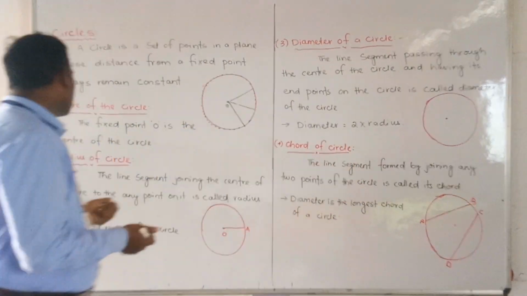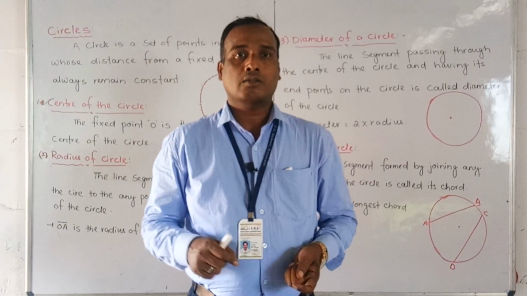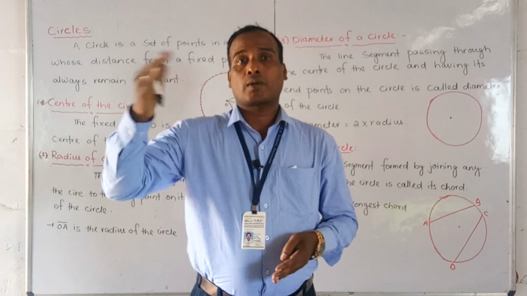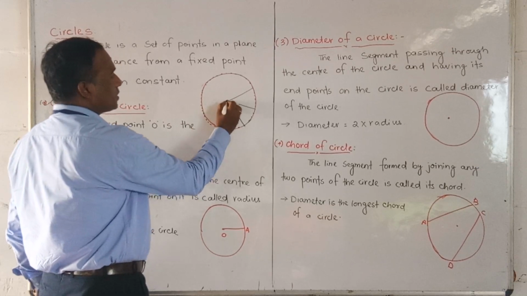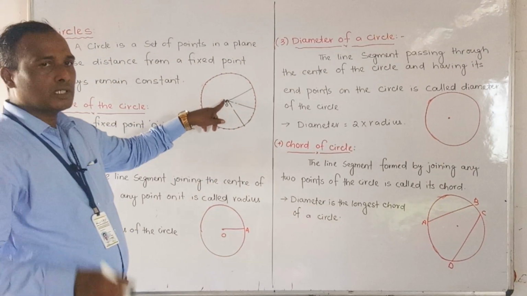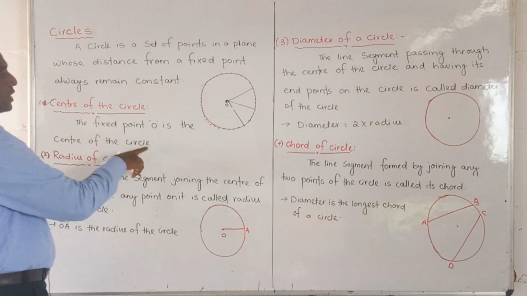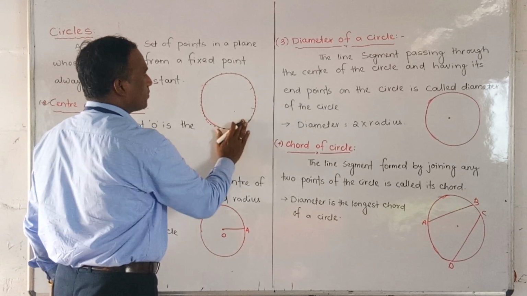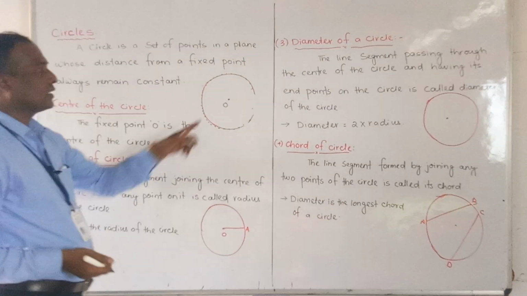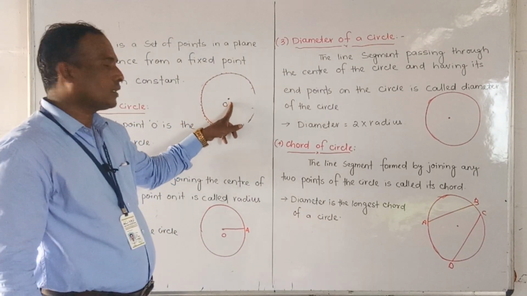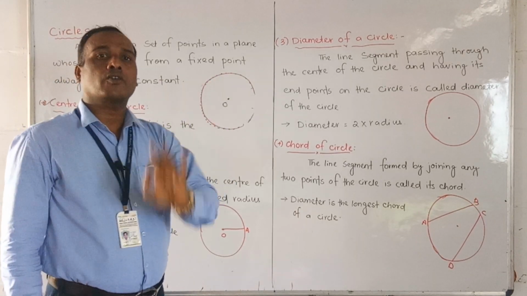So let us see first what the center of the circle is. The center of the circle is one fixed point which is equidistant from the circle. Here you have to observe that this is one fixed point, and this point's name is O. The fixed point O is the center of the circle. Did you understand, friends? That's why it is called the center of the circle.